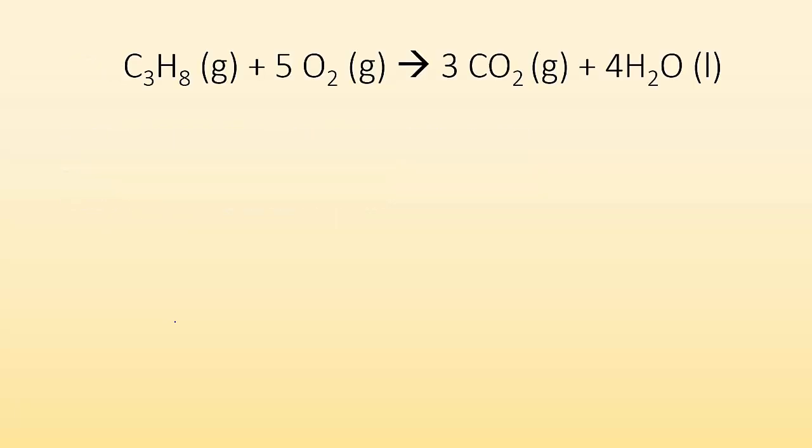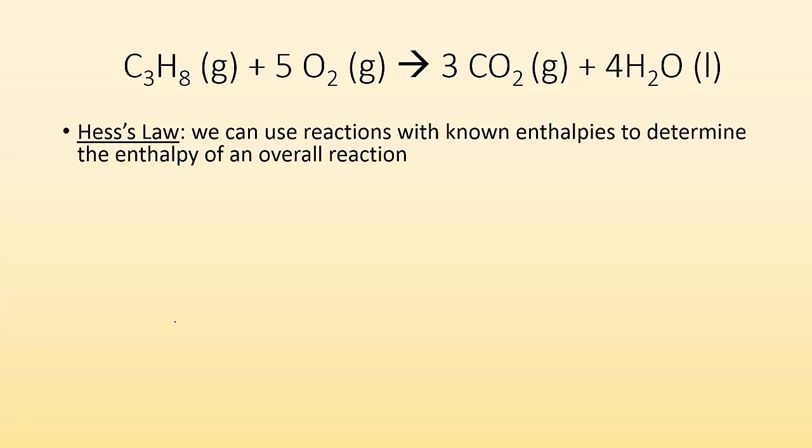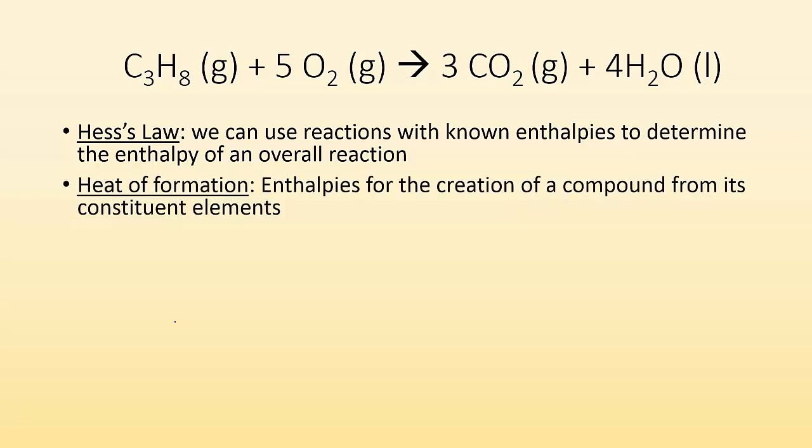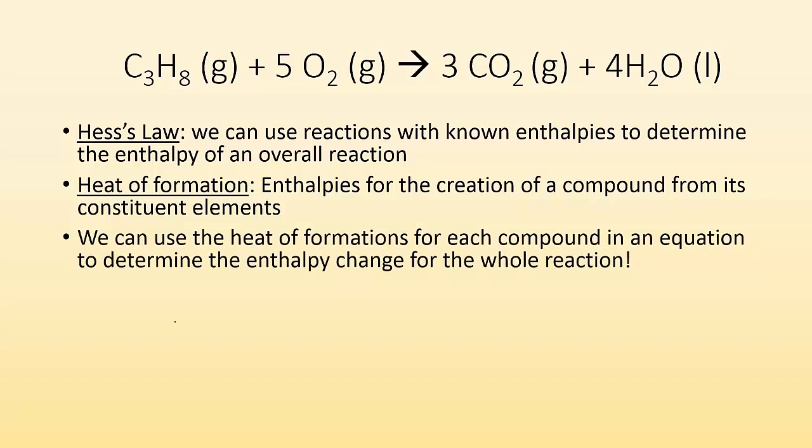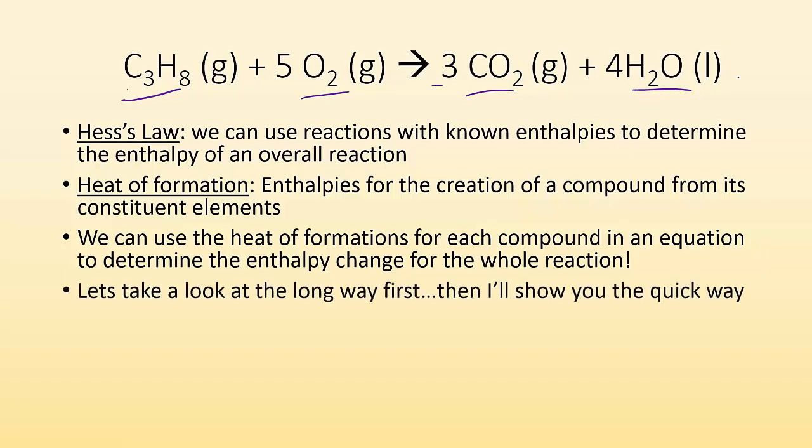All right, so let's say this was my desired reaction. I've got C3H8 gas reacting with 5O2 gas, giving me 3CO2 and 4H2O. Well, Hess's law, we can use these reactions with known enthalpies to determine the enthalpy of an overall reaction. So the heat of formation, being the enthalpies for the creation of a compound from its constituent elements, we can use those as the reactions to give us the overall reaction. So we can use the heat of formations for each of these compounds. What's the heat of formation for C3H8? You just look it up. For O2, it's going to be 0. You're going to look up CO2, and you're going to look up H2O, and you're going to use those values and those reactions to figure out the whole reaction overall.